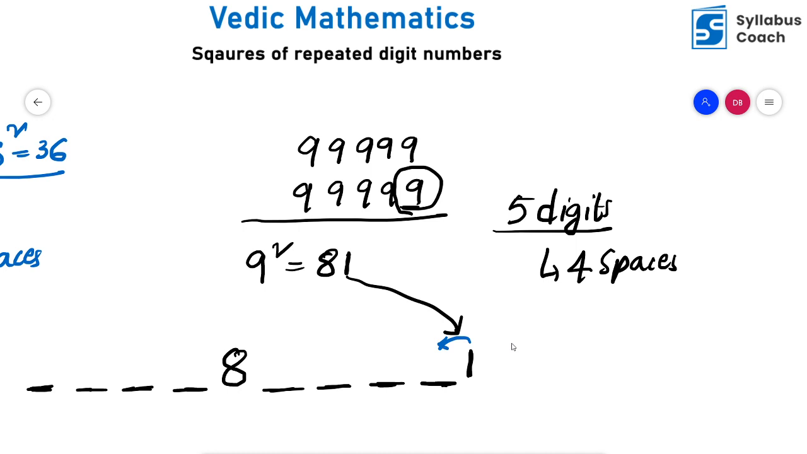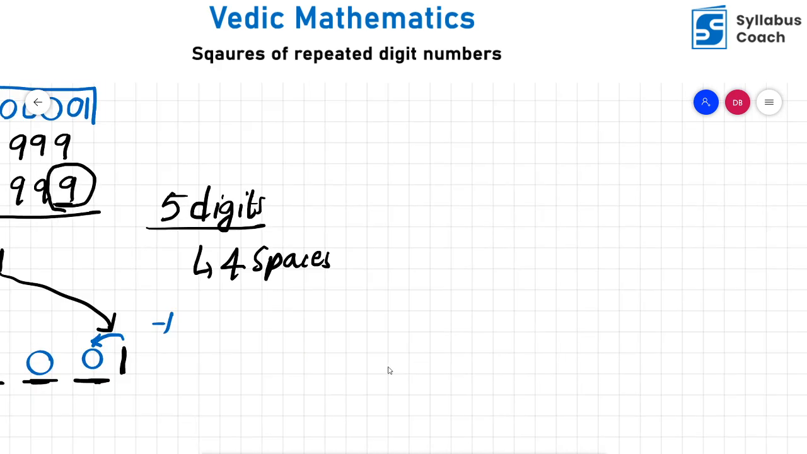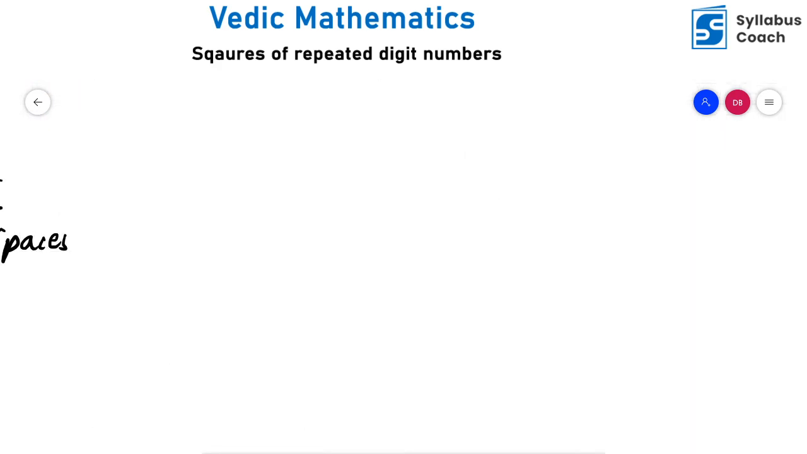So reduce it by minus 1, so it becomes 0, 0, 0, and 0, right? Now increase it by plus 1, which is 9, 9, 9, and 9. So the answer for this question is 9, 9, 9, 8, 0, 0, 0, 0 and 1. So this is the answer, simple. This technique is useful when you have numbers made of 3s, 6s or 9s. Hope all of you are clear with this example, right?